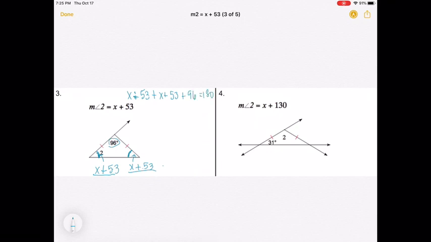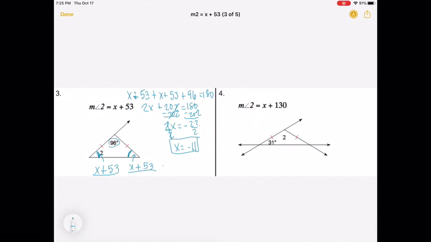So once I combine all of those like terms, I should have 2x plus 202 equals 180. All right, I subtract 202. So that gives me a negative, all right? So that's negative 22 divided by 2. X equals negative 11. Remember, it's okay for x to be negative. It's not okay for an angle to be negative.